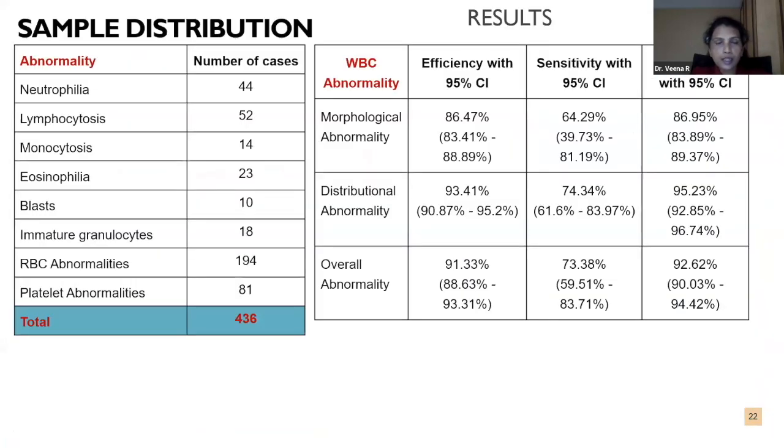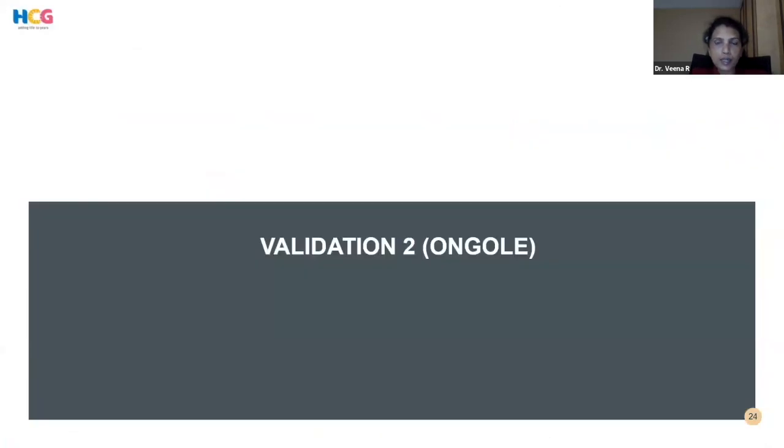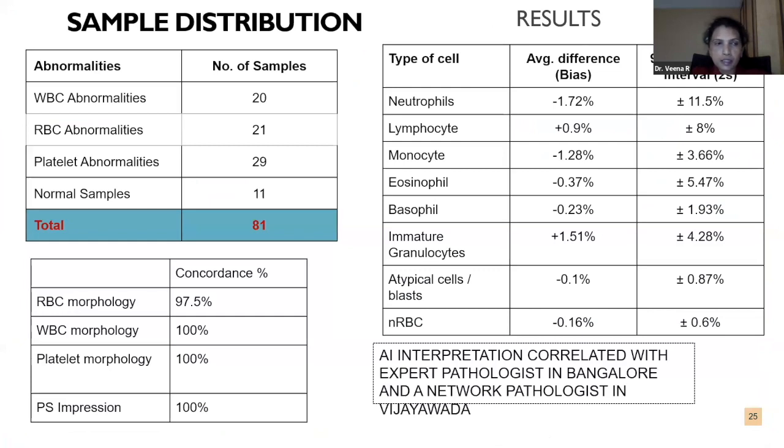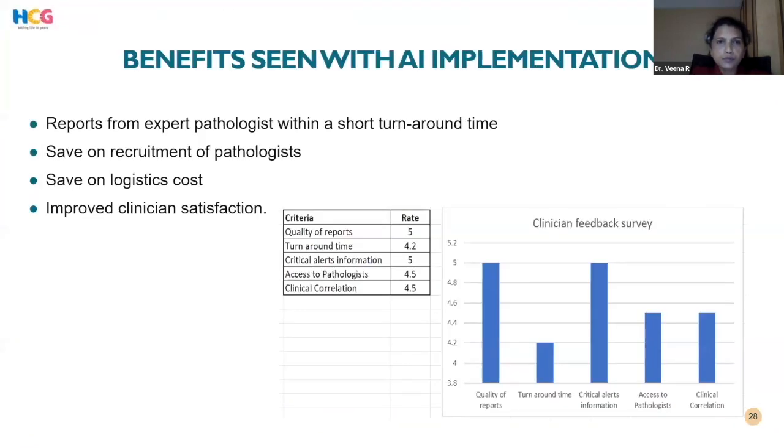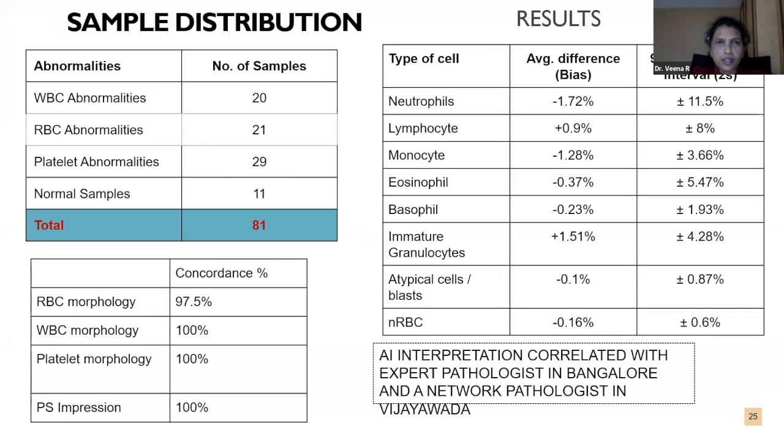So just to take you through a validation study that we did. So this was a study in Bangalore we did with 436 samples, and it has shown a very good concordance rates for WBCs, RBCs, and the platelets as well. This is the validation study at OnGoal. When I say validation, we are comparing the machine reading with that of a gold, what we say as gold, the ground truth, that is the pathologist reading.